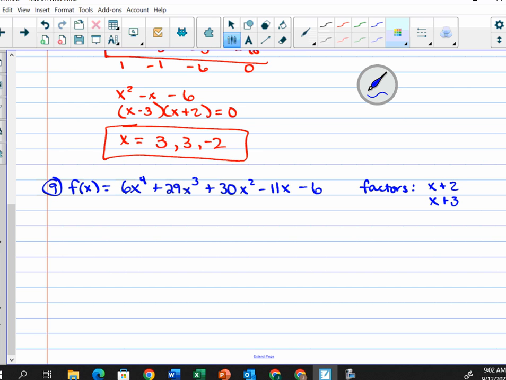Is it possible just to multiply the two factors together and do long division? Yes. Try doing synthetic twice though, just to make sure that you're good with it. Because there's a couple situations where you're going to need to do that. Okay.